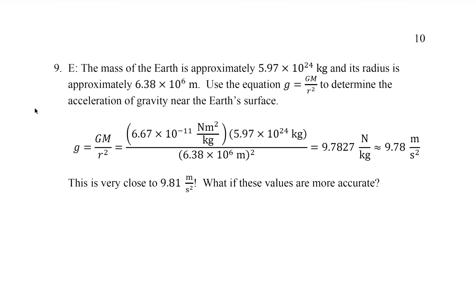Question 9. The mass of the Earth is approximately this and its radius is approximately this. Use the equation g equals GM over r squared to determine the acceleration of gravity near the Earth's surface. So using this equation we get about 9.78, which is really close to 9.81. What if the values of the mass of the Earth and the radius of the Earth are more accurate? We would be much closer to 9.81.